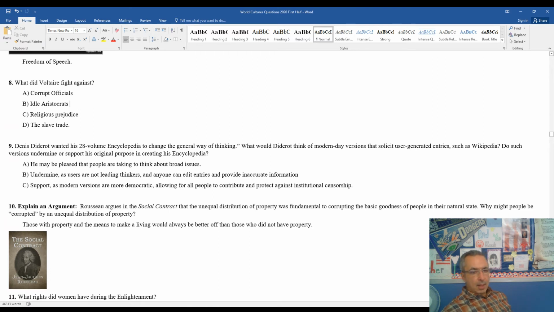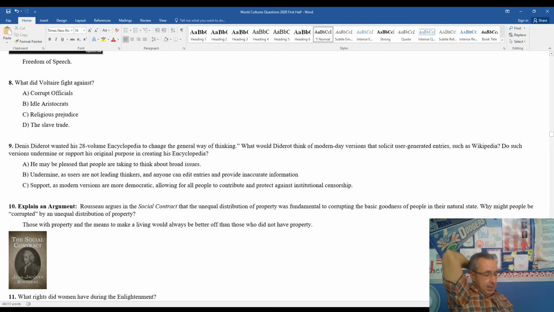Number 9, Denis Diderot wanted his 28-volume encyclopedia to change the general way of thinking. What would Diderot think of modern-day versions that solicit user-generated entries like Wikipedia? Do such versions undermine or support his original purpose in creating the encyclopedia?